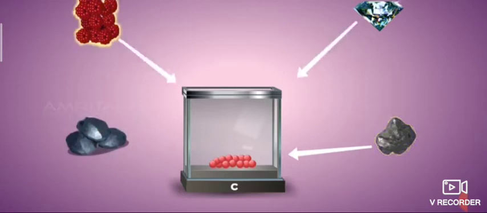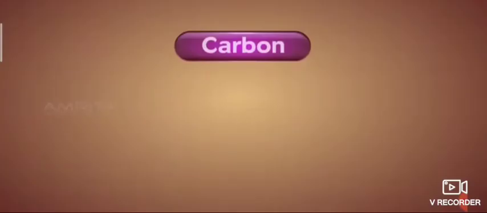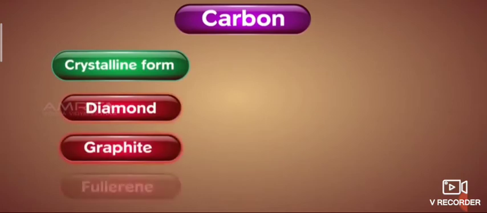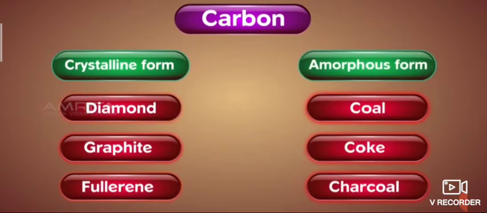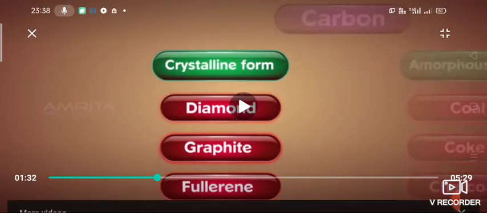What do you mean by allotrope? One element which has different forms, that is known as allotropes. So the crystalline allotropes of carbon are diamond, graphite and fullerene. The amorphous allotropes of carbon are coal, coke and charcoal. Crystalline means it has a defined structure. Amorphous means no defined structure. It will be present like a powder form or shapeless. That is the difference between crystalline and amorphous.